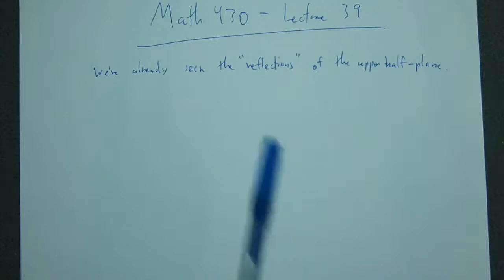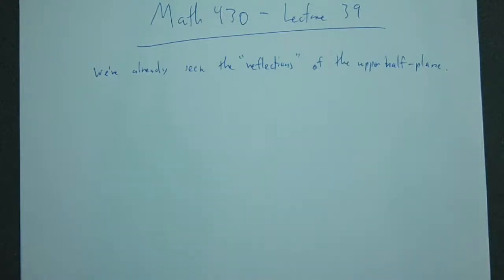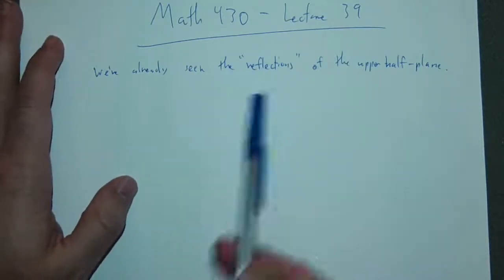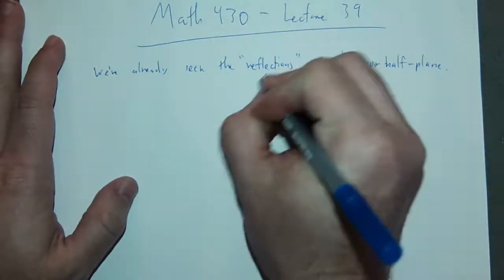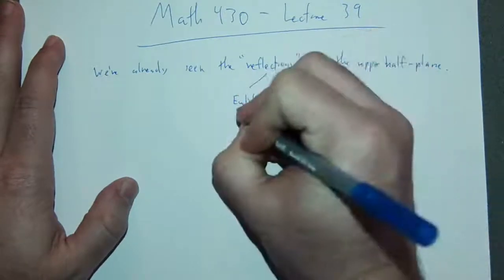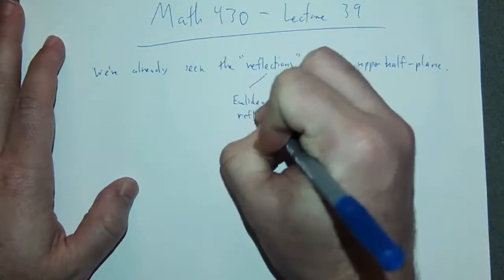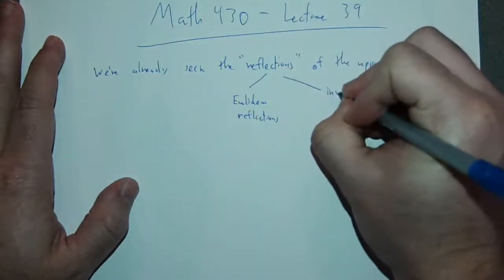And you might be confused because I've written reflections here in quotation marks. But remember that the reflections that we're calling reflections in the upper half plane, some are strange, right? In fact, the inversions are strange. So some of the reflections are honest to God Euclidean reflections across vertical lines, and some are inversions in the unit circle.